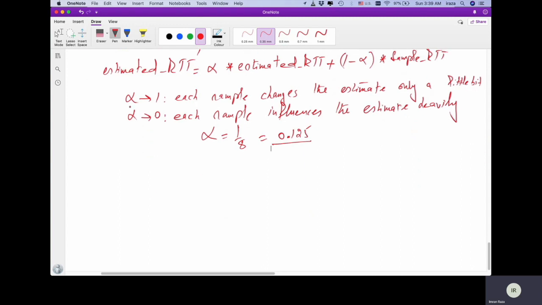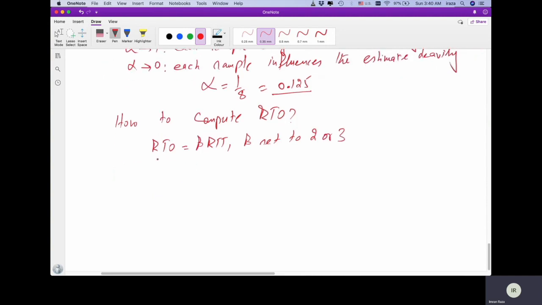The next question is, we have estimated the RTT, we have calculated its running average, but we still have to compute RTO. So the question is how to compute RTO. We can say that RTO is equal to, say, beta times RTT, and this RTT is, by the way, the estimated RTT. Typically this beta is set to 2 or 3.